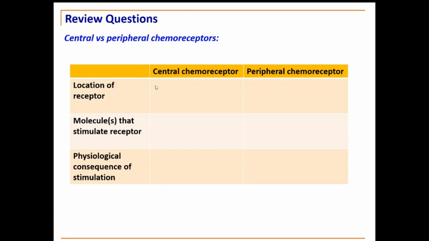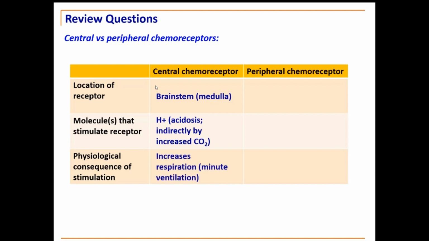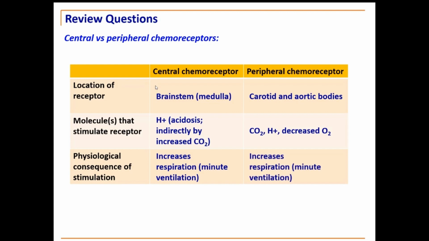Okay, so we'll start with central chemoreceptors. What's their location? Well, of course, it's the medulla within the brainstem. What stimulates it? Hydrogen ions, so acidosis, or indirectly an increase in the CO2 crossing the blood-brain barrier. The physiological consequence of stimulation is an increase in minute ventilation. Peripheral chemoreceptors: where are they? Carotid and aortic bodies, stimulated by increased CO2, increased hydrogen ions, or decreased oxygen. The consequence is increased minute ventilation again. So nice and simple.